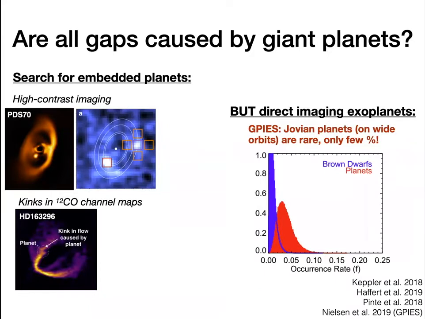We only know of a handful of planets that have been discovered in these gaps themselves. And if we look at the number of planets discovered with direct imaging at similar separations from the star where we see these gaps, there are actually only a few percent of stars that have these planets. So how can we reconcile the large number of gaps that we observe with a low number of directly imaged planets?